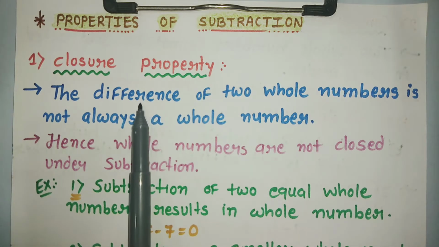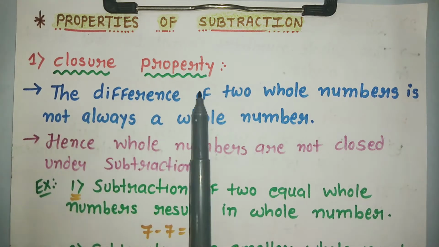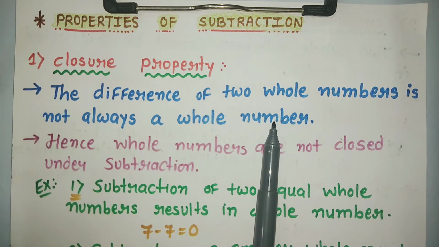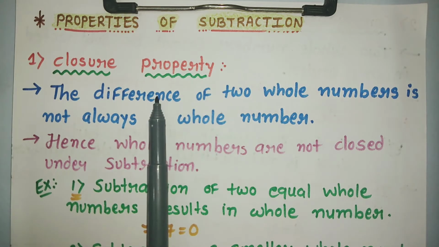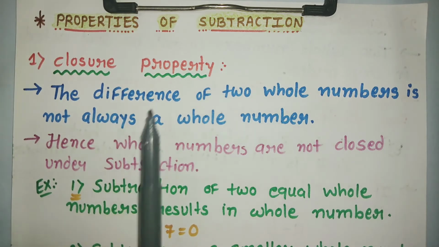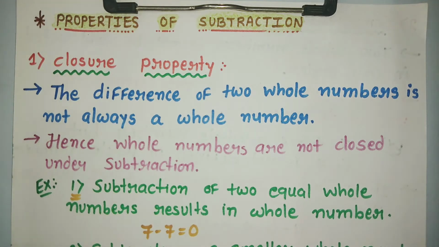But here you can see what is written. The difference of two whole numbers is not always a whole number. In addition, if I add two numbers, our answer will always be a whole number. But for subtraction, it is not always a whole number. Why? Here we will prove why the subtraction of two whole numbers is not always a whole number.